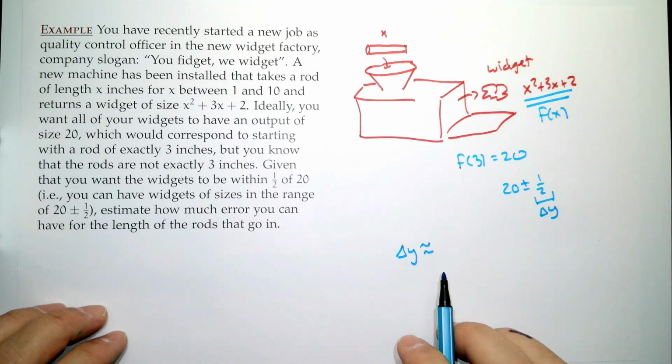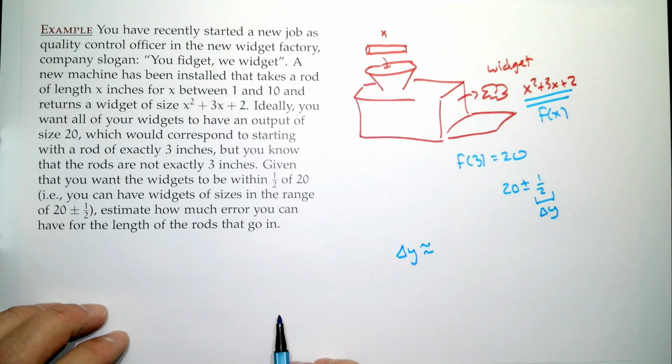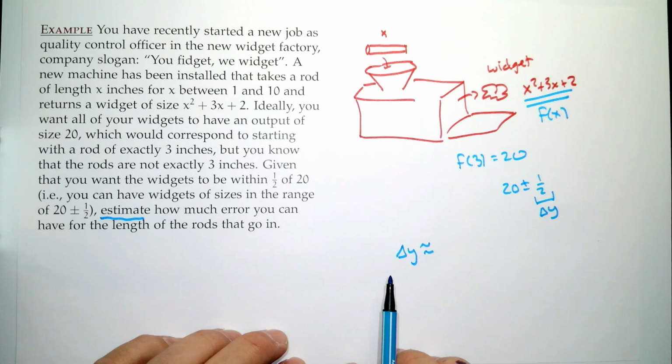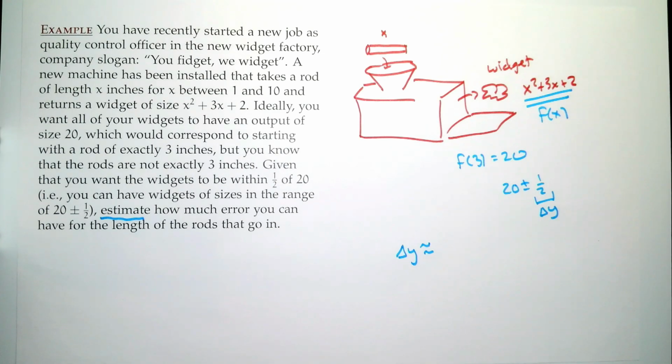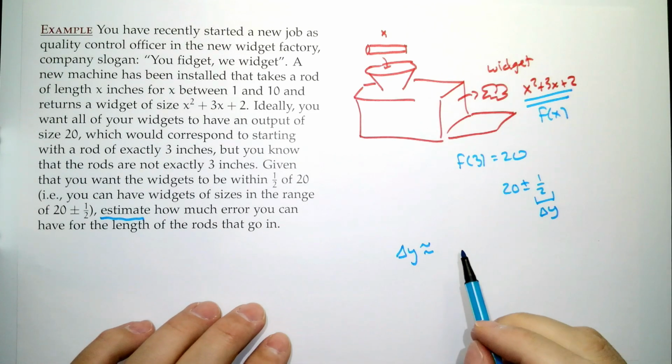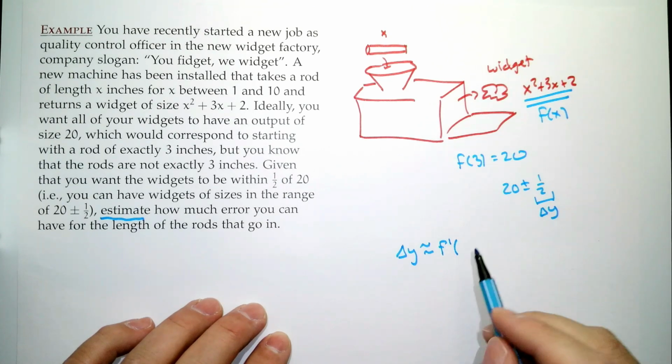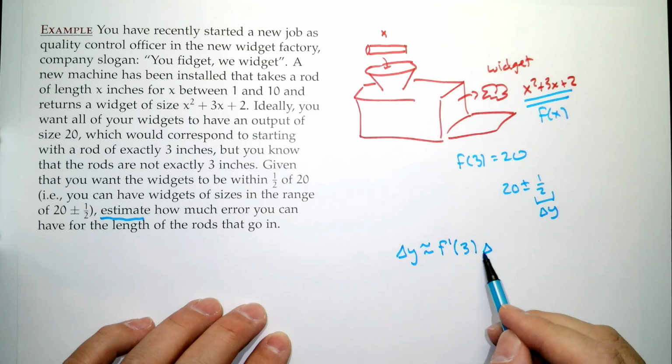Now, how do we know we want to estimate? Because it says estimate. Whenever you see the word estimate, anytime this semester, it's pretty much use a tangent line in some way, shape, or form. So the change in y is approximately f prime at 3 times the change in x.